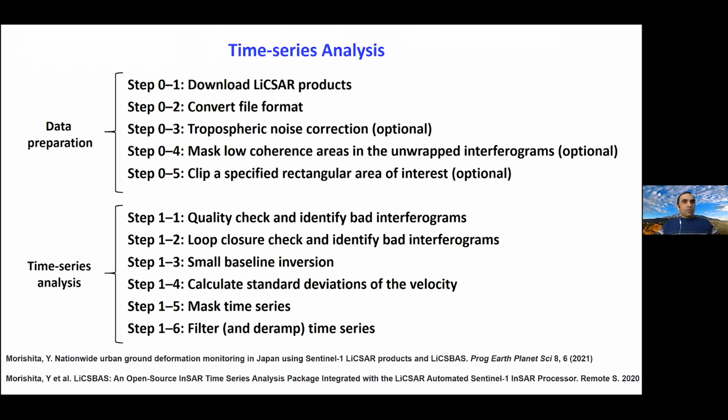And so this is the LiCSAR time series algorithm, which was explained in the previous presentation. In summary, the LiCSAR processing flow involves 5 steps for data preparation and 6 steps for time series analysis. In the data preparation steps, the data are directly downloaded from the LiCSAR portal, and the GACOS correction and masking of the low coherence areas are performed. In the time series part, the first 2 steps are responsible for the quality control and loop closure check. And right after that, the SBAS algorithm is performed, and LiCSAR is able to produce a mask based on different indices, and the users can apply this mask to their final results. And these steps are fully explained in these 2 papers by Yu Morishita.